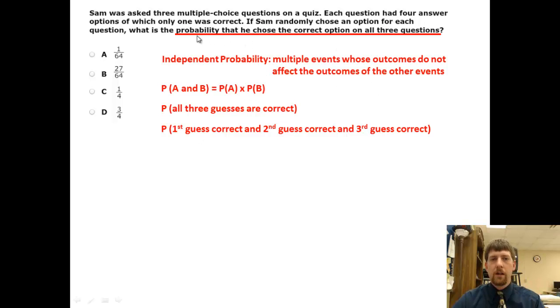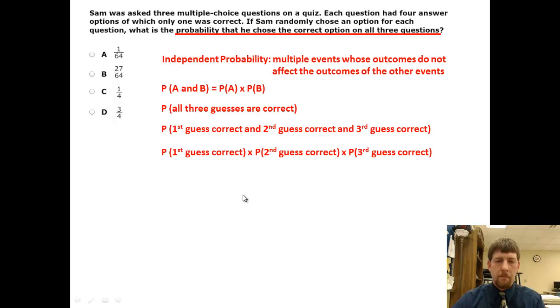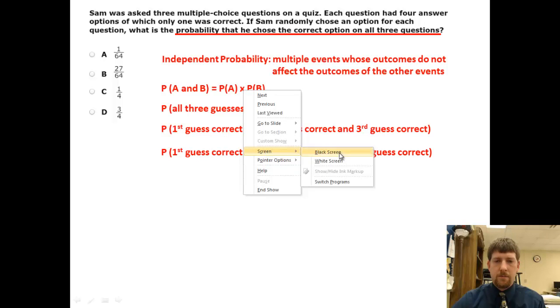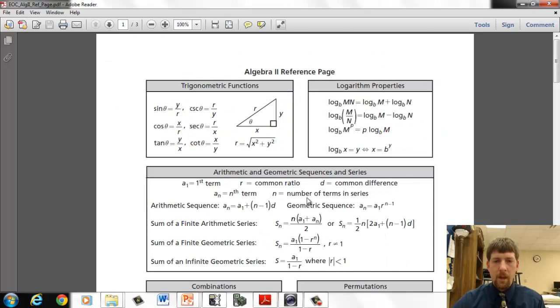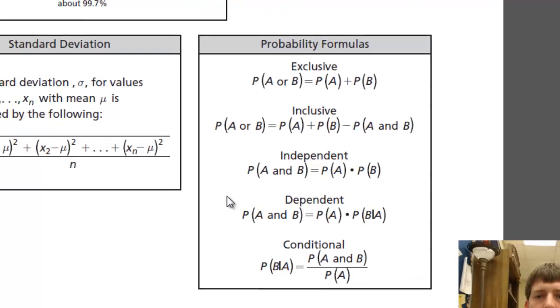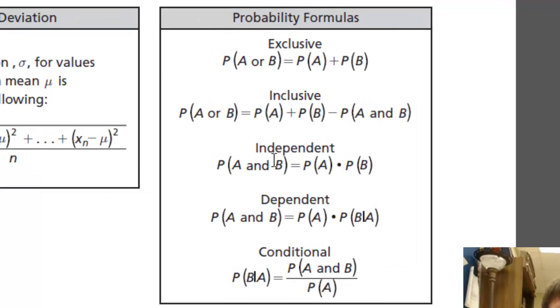So this is what we're trying to find. We're just breaking down the probability that he chose the correct option on all 3 questions. We're just rewriting that to say first guess is correct, and second guess is correct, and third guess is correct. Because as soon as I see it with those ands, I should remember to multiply that. And that should be on my reference page at the bottom of the last page. Right here, independent, probability of A and B is probability of A times probability of B. So there's the little reminder right there that I multiply when I've got multiple events that don't affect each other.